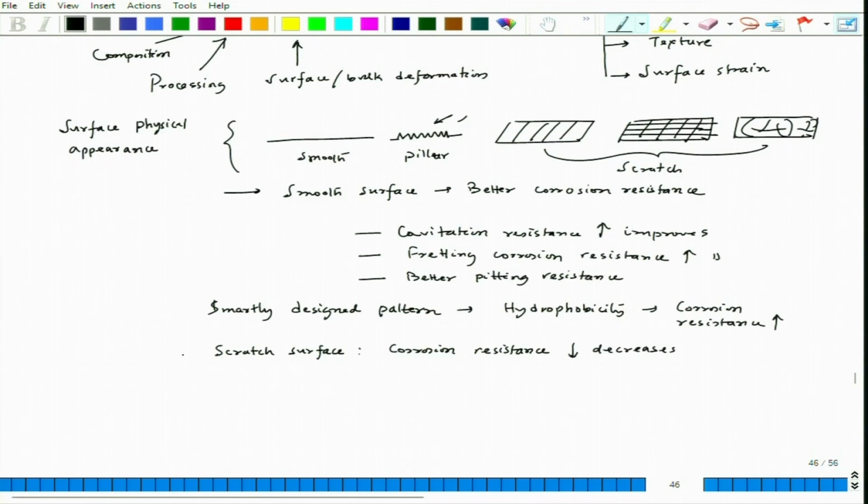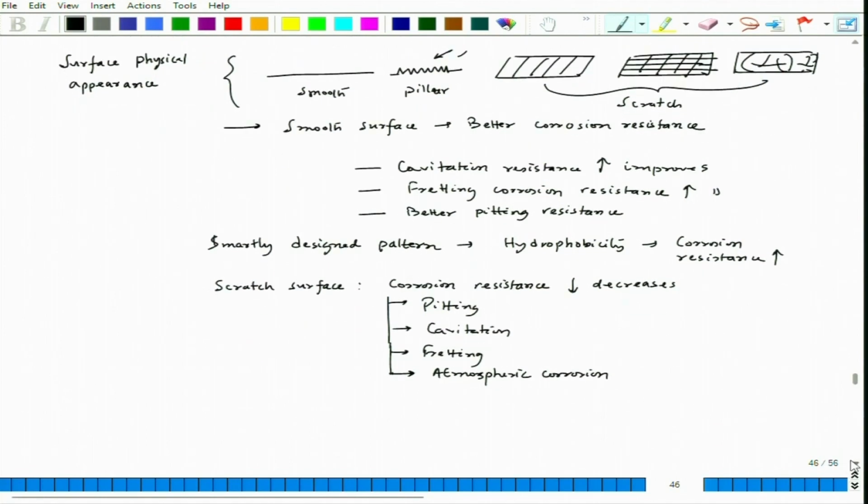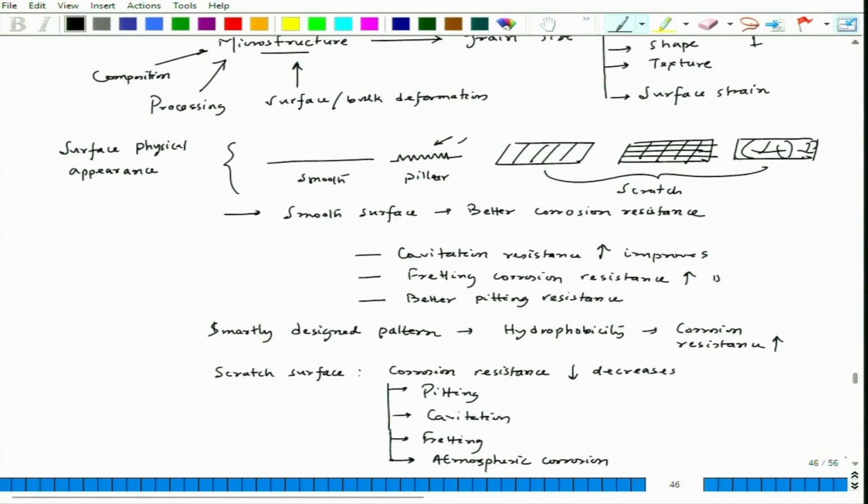Okay. So, what are the corrosion forms that can be enhanced by surface scratches? One is pitting corrosion, cavitation, fretting, and even at times it can also lead to atmospheric corrosion. So, these are the general trends we have observed, but finally we have to check what the surface scratch pattern is. Otherwise, if it is a scratch, definitely corrosion resistance would be negatively impacted. So, this is about the physical surface appearance.